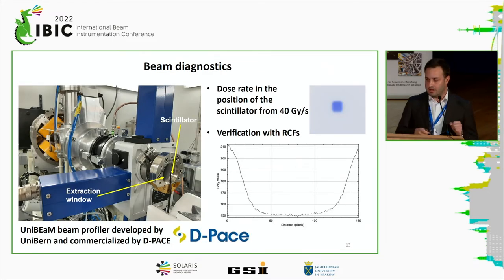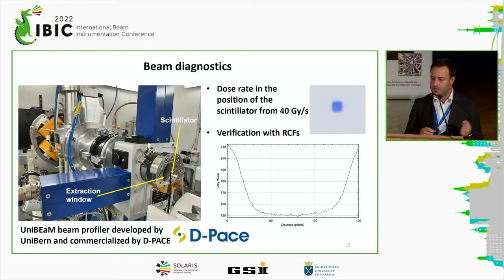This is also another picture, and here we have the extraction window and the scintillator with the optical fiber. We also verified the dose rate with radiochromic film dosimetry and also the flatness of the beam, which as you can see here is quite good. It's less than 1%, so we were happy with this dosimetry.